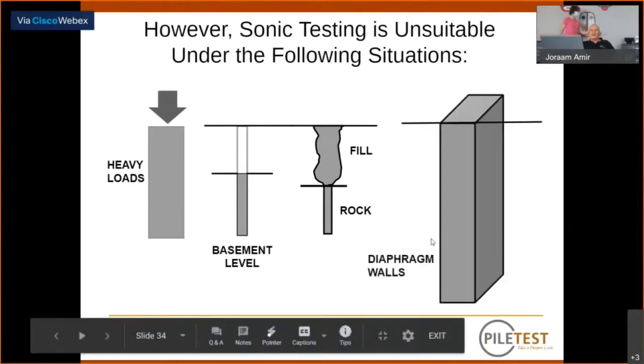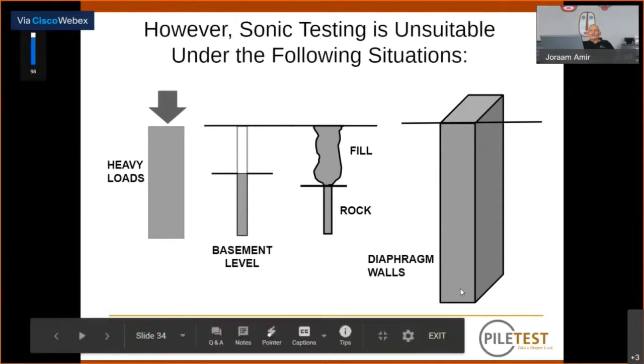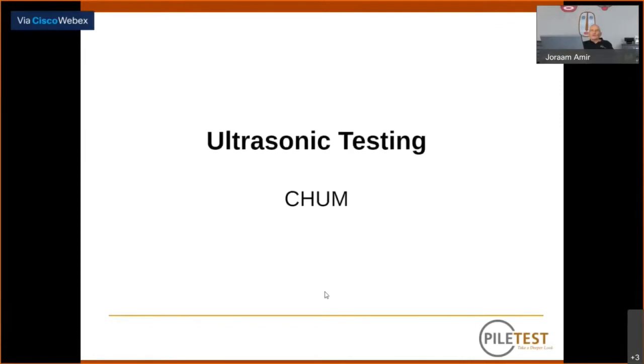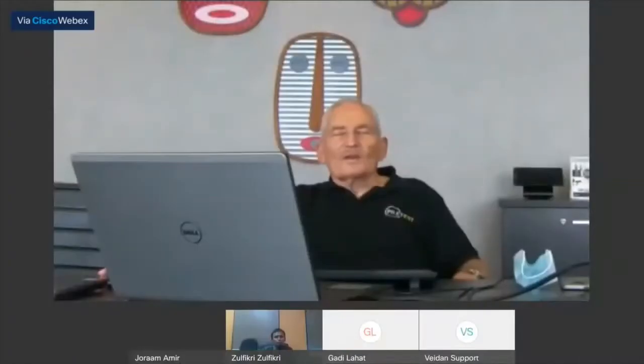And this is another example of a diaphragm wall. A diaphragm wall is not a one-dimensional element. So the theory behind the PET doesn't apply to diaphragm walls, and we have to use a different method. The different method we use here is the CHUM, which we'll see soon in the video.